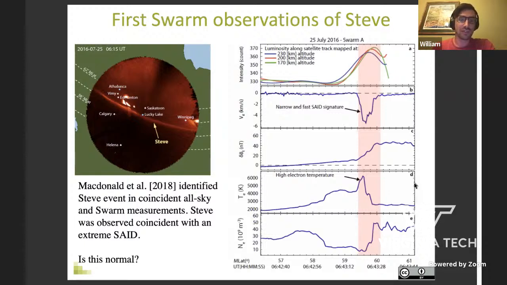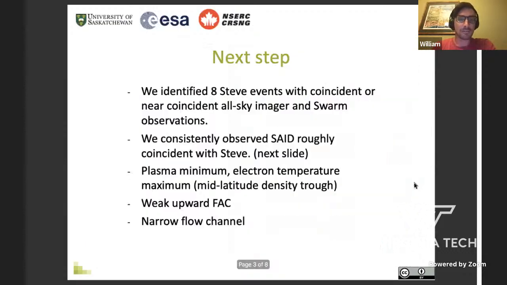The follow-up study we set out to accomplish was essentially trying to be as confident as we could possibly be: is Steve associated with subauroral ion drifts? Bea had found 30-some events in the all-sky imager data, and 8 of them had Swarm satellites passing near or through the actual event. As a spoiler, we do find that these events are consistently associated with the mid-latitude density trough, with a strong electron temperature spike, weak upward field line current, and a narrow flow channel.